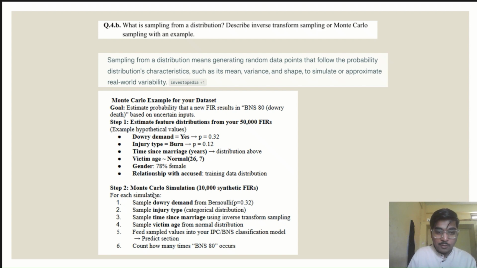In step 2, we will perform a Monte Carlo simulation that will work on 10,000 synthetic FIRs. For each simulation, we will first sample the dowry demand from a Bernoulli distribution, then sample the injury type from a categorical distribution. Then we will sample time since marriage using inverse transform sampling, and sample the victim age from the normal distribution. Then we will feed the sampled values into the IPC or BNS classification model, predict the section, and count how many times BNS 80 occurs. This whole process is followed using the Monte Carlo sampling method.